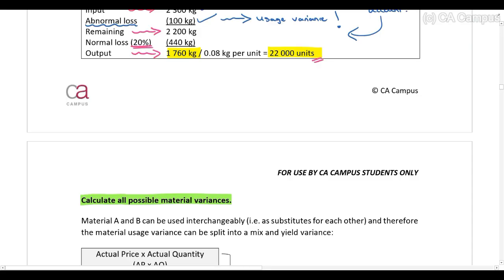The logic approach is, you always start with the actual. So for material, that's going to be the actual price multiplied by the actual quantity. You always start with the actual. We change one thing at a time. First, we change the price. And by changing the price, that leaves us with a price variance. Then, keep the price the same, just change the quantity. And that's going to give you a quantity or a usage variance.